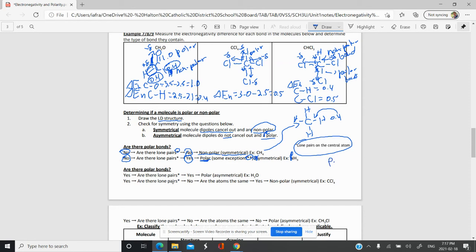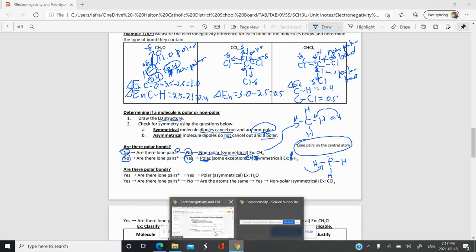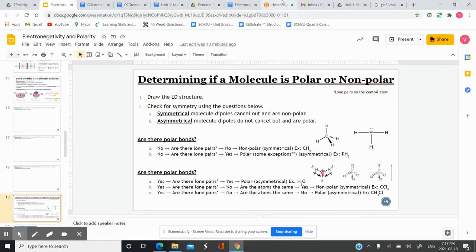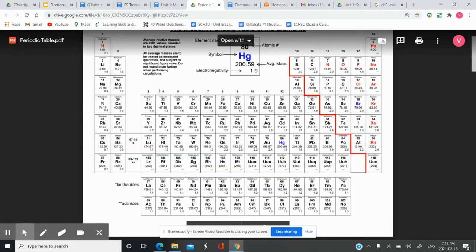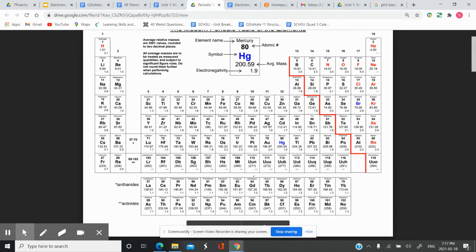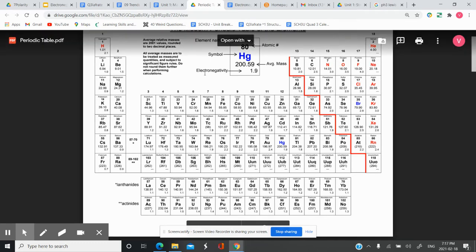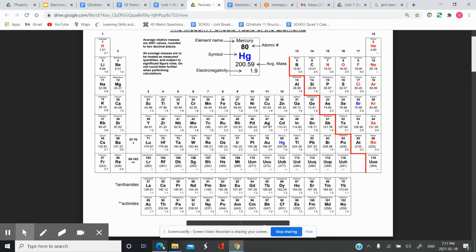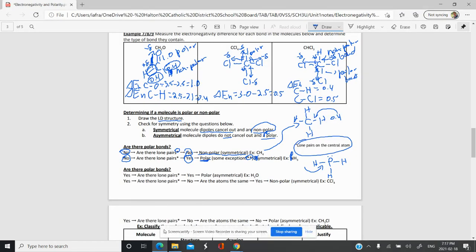So PH3. If you calculate the electronegativity difference between all the P-H bonds here, let's say we just did that one for now. So let's go to our periodic table. P is 2.1 and hydrogen is 2.1. So we're almost pure covalent. I mean, these are rounded values, so it wouldn't be quite zero, but pretty close to zero. So our electronegativity difference for those bonds, delta EN, is zero.